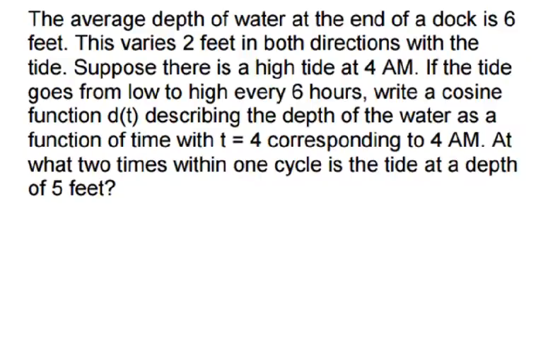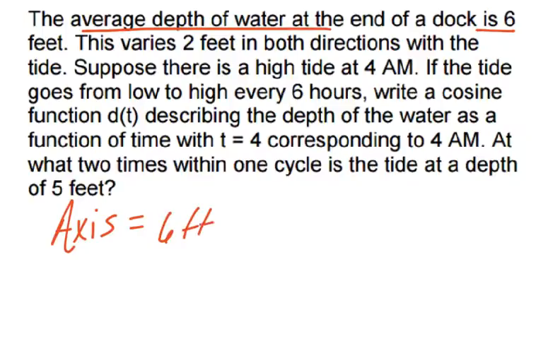So first we see average depth of the water. Average depth of the water is the axis. And the axis is 6 feet. Next we see this varies 2 feet in both directions. In both directions tells you its amplitude. And amplitude is 2 feet.